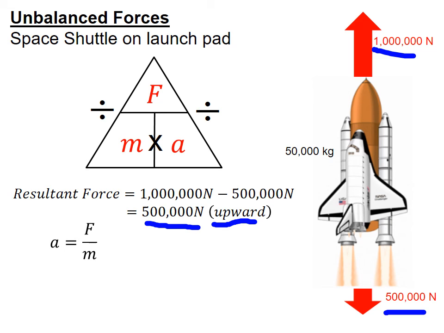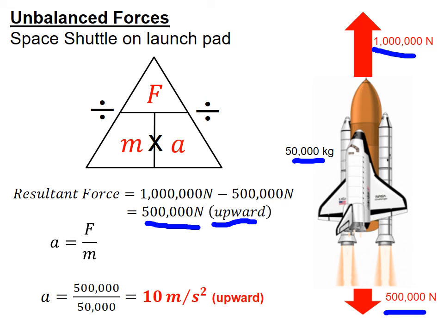We're going to use this formula. Acceleration equals resultant force over mass. We're going to put the numbers in. Okay, the resultant force is 500,000. The mass of the shuttle, 50,000 kilograms. And we get an acceleration of 10 meters per second upward. Now, the unit is meters per second squared. So you'll notice that the resultant force is upward and the acceleration is also upward.